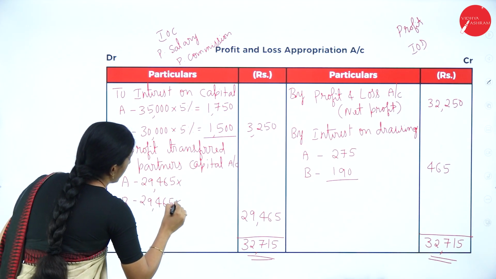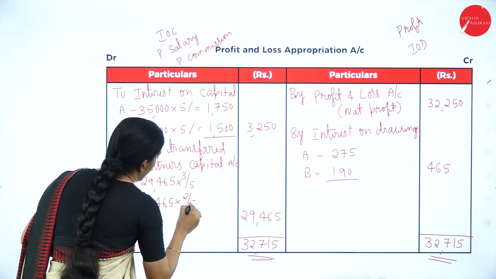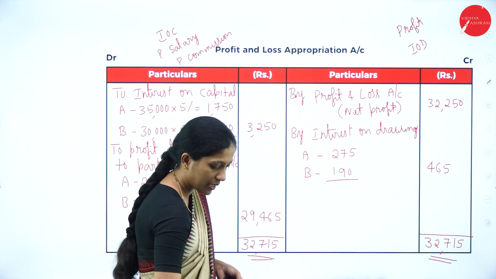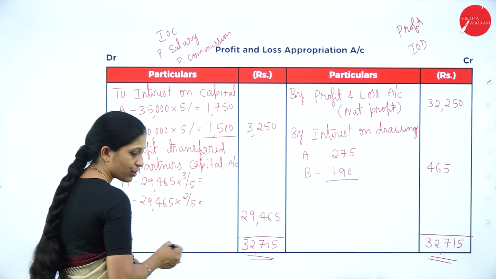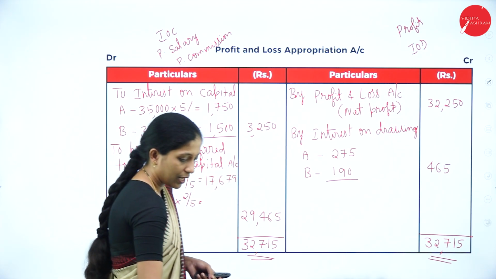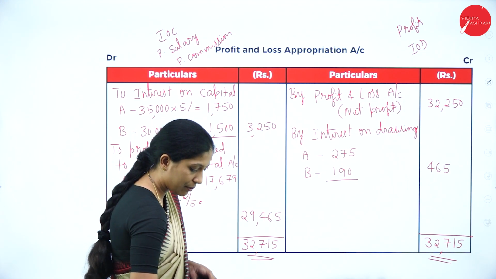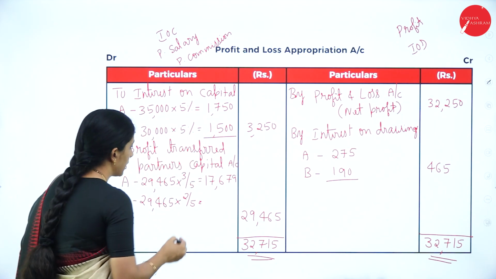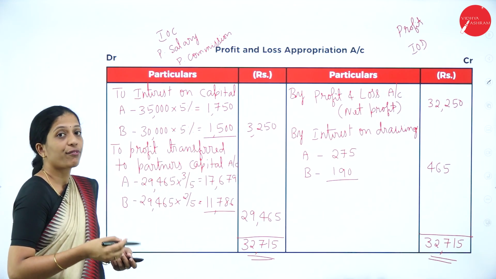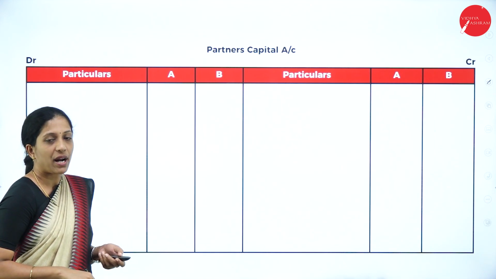into their profit sharing ratio. Already we have seen it is 3:2. So 3/5 and 2/5. So 29,465 into 3 divided by 5 will be 17,679, and 29,465 into 2 divided by 5 will be 11,786. So this will be the profit transferred to the partners capital account.